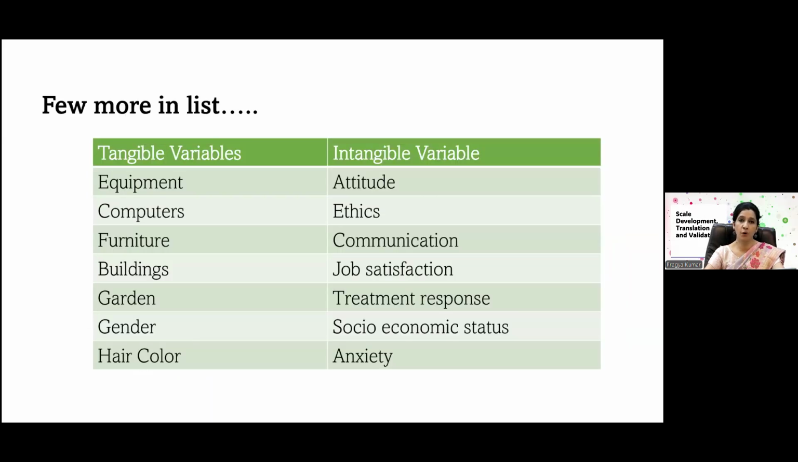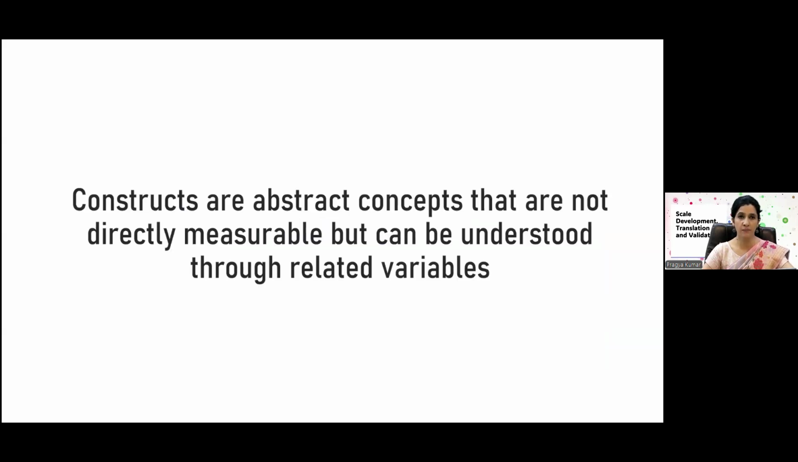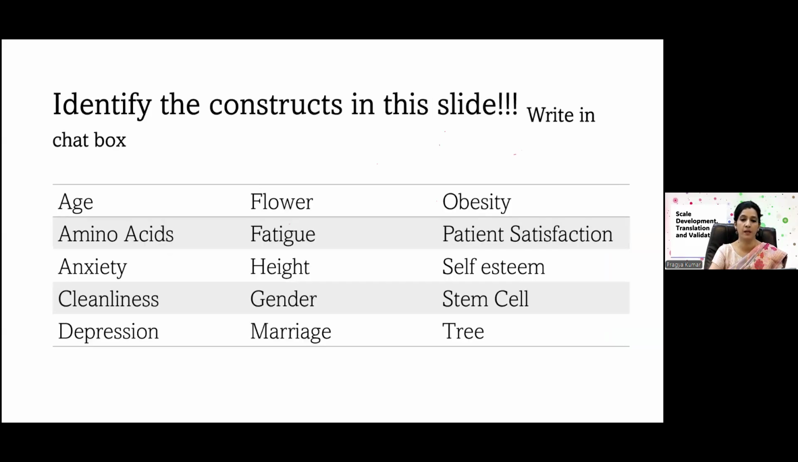A few more in this list: tangible, you can see equipment, computers, furniture, building, garden. But intangible is, again, as I said, attitude, ethics, communication, treatment response, anxiety, etc. We have already defined what these constructs are. But to be more specific, these are abstract concepts that are not directly measurable, but can be measured indirectly through related variables or through related item responses. So what are the various constructs in this slide?